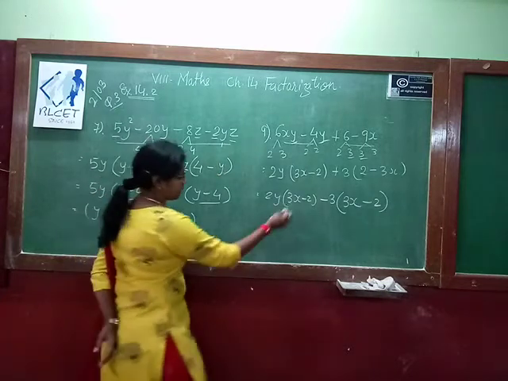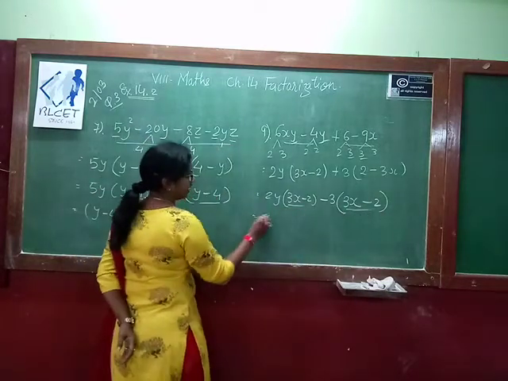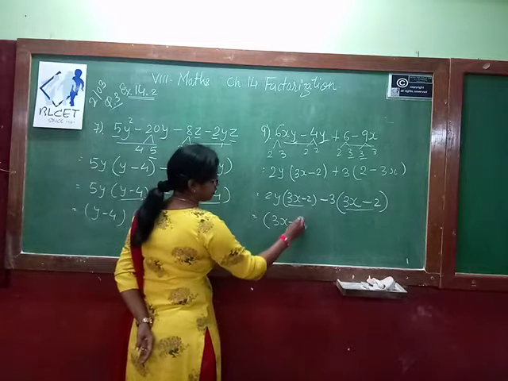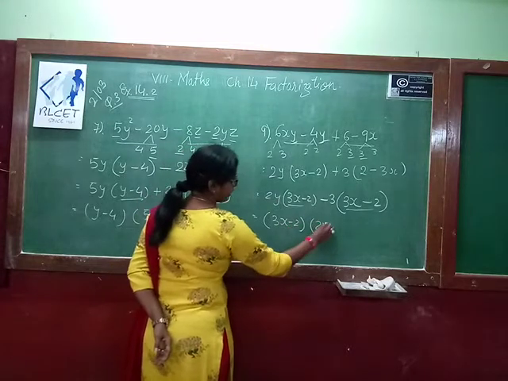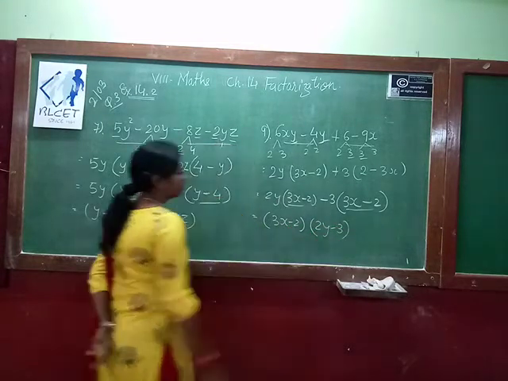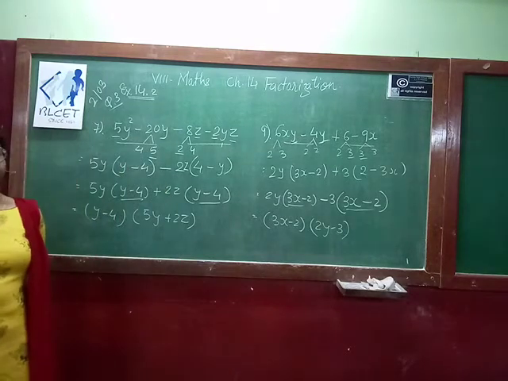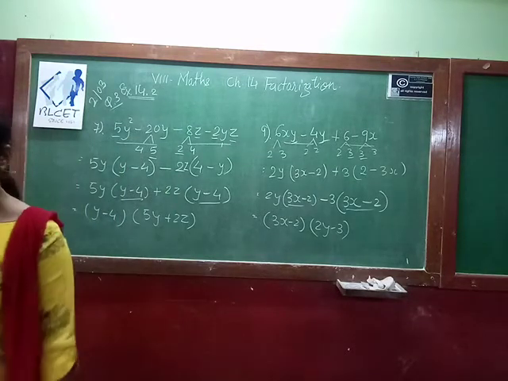So now these two brackets are common. So take it out. 3x minus 2, what is left? 2y minus 3. So this way we can solve the question. So this is all about your question number 3.